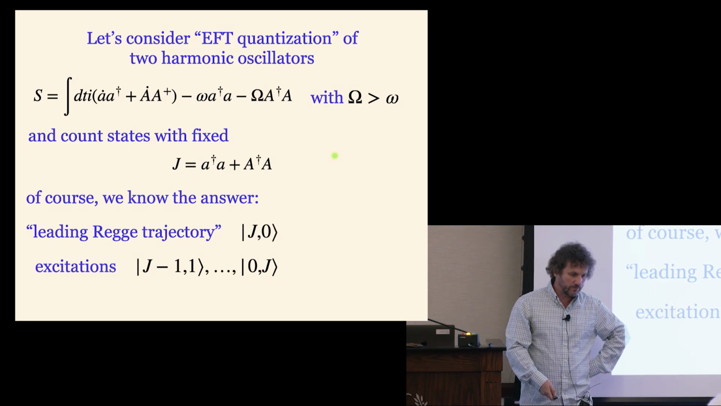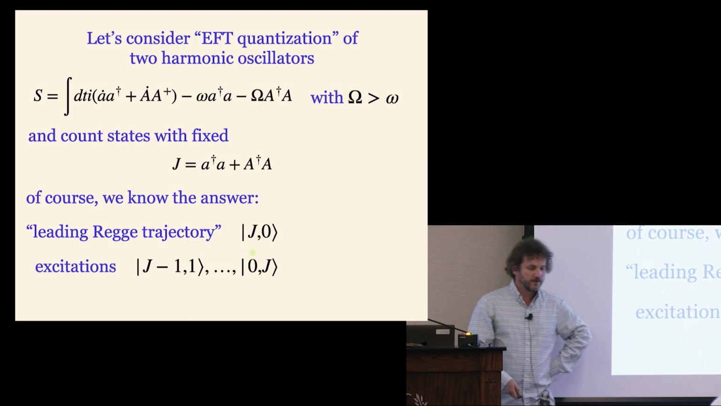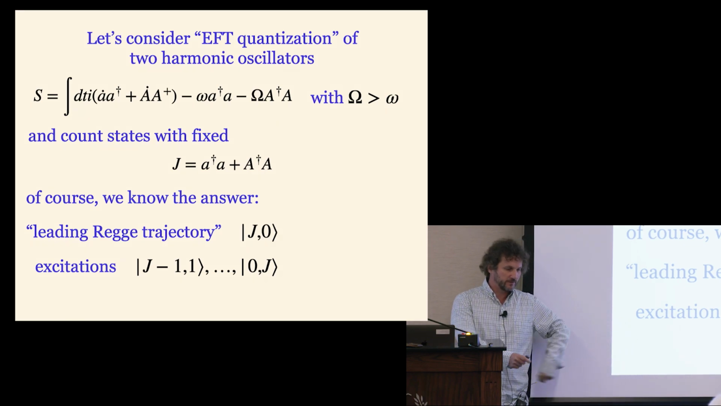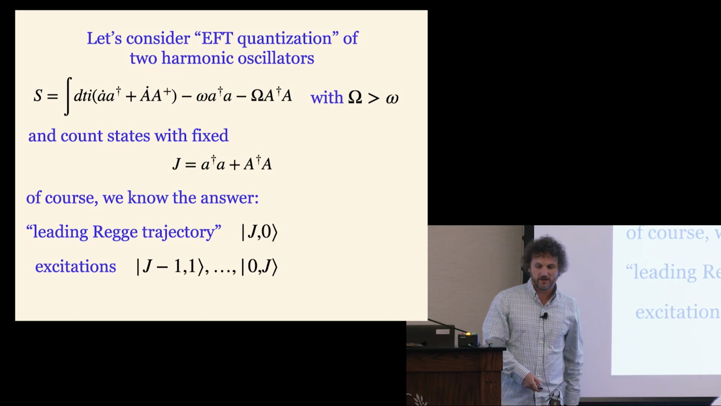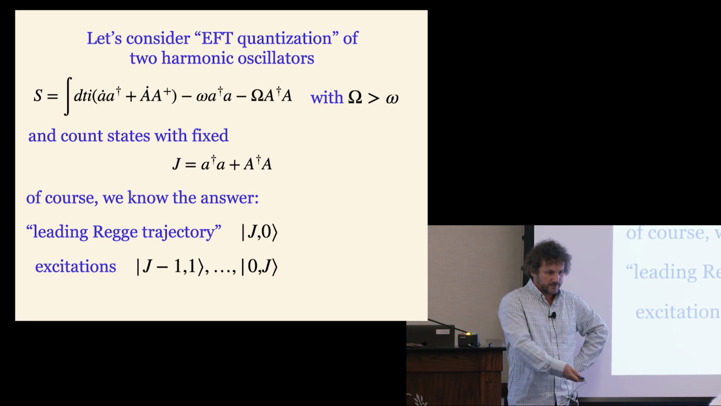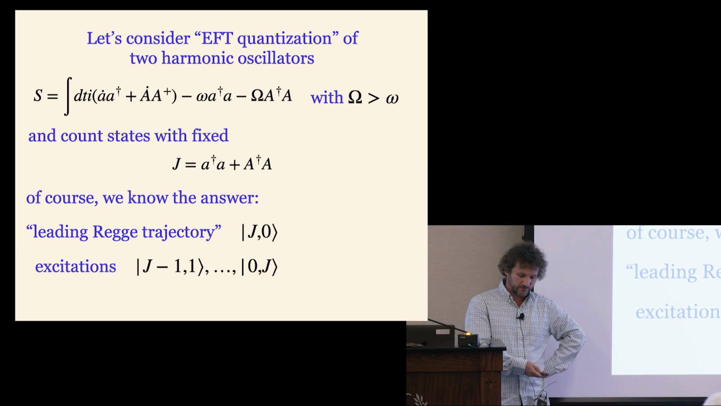And there is a finite number of them. You can go all the way from J0 to 0J. And so you get J times little omega, the energy of the states on the leading edge trajectory, and J times capital omega for the highest energy state. So this is the answer, which describes what happens here.